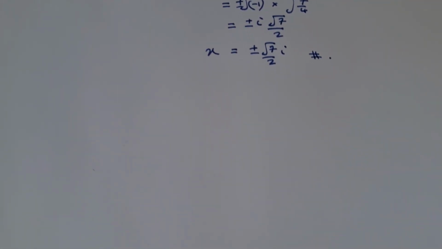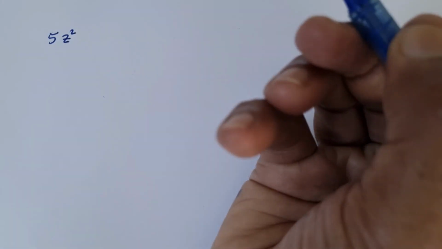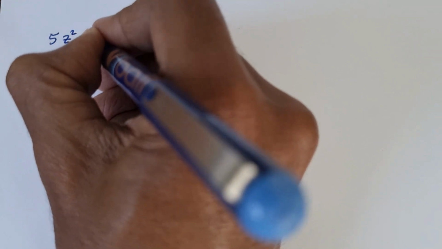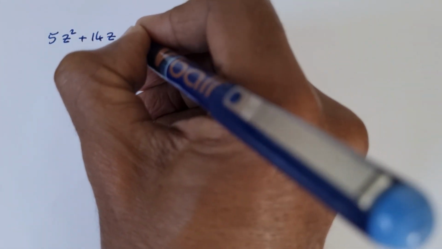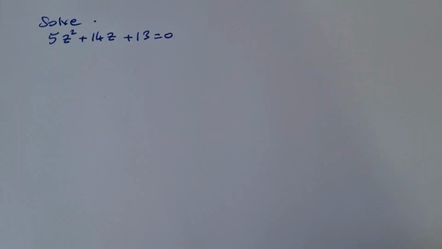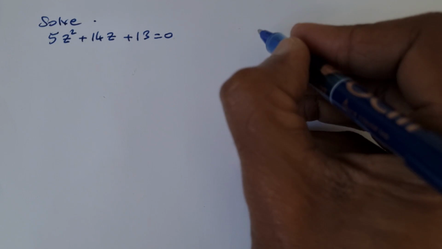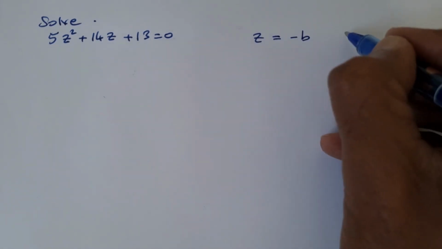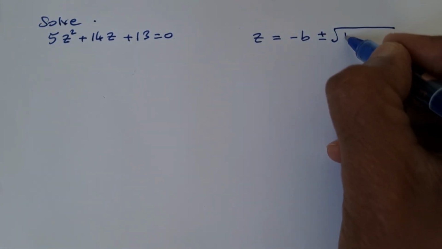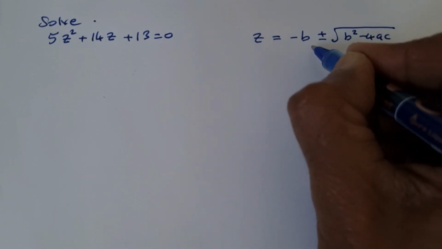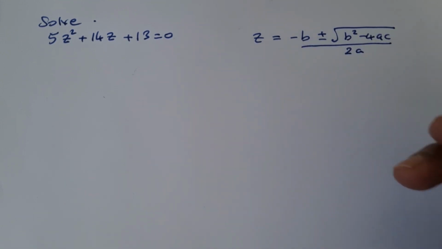Okay, extending the same idea to a quadratic equation that involves complex roots. I can have, for instance, 5z squared plus 14z plus 13 is equal to 0. And what if I were to solve this equation? So now we can use the quadratic formula where z is going to be equal to negative b plus or minus the square root of b squared minus 4ac, and all of that divided by 2a.